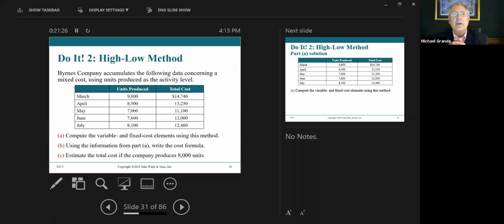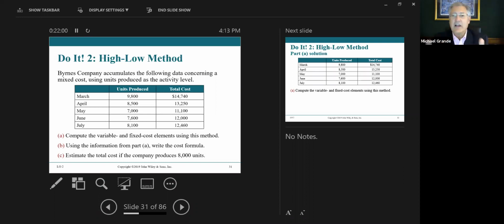Here's another question for you. Brian's company accumulates the following data concerning mixed costs using units produced as the activity level. So you have March, April, May, June, July. You've got number of units produced and total cost. They're asking you to do three things. Compute the variable and fixed cost elements using the high-low method. Using this information from part A, write a cost formula to predict future costs, and then estimate the total cost if the company produces 8,000 units.